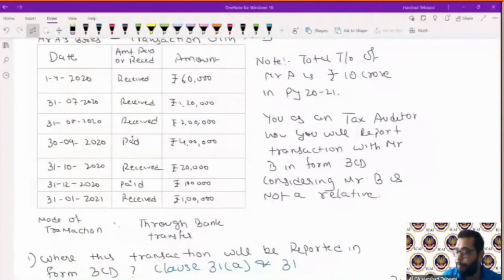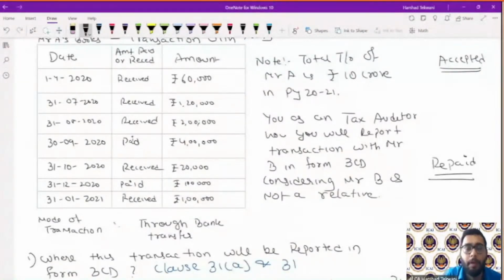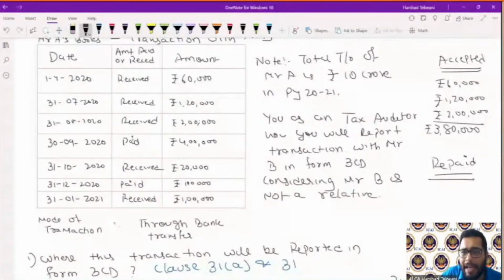Okay, let me recalculate them for you. See, here we will write accepted and here we will write repaid. On 1/4/2020, 60,000 was received. So this is loan accepted. On 31/7, 120 accepted, agreed. On 31/8/2020, 2 lakh received, accepted, agreed. How much total accepted? 320, 380. Till now 380 accepted, fine, no issues.